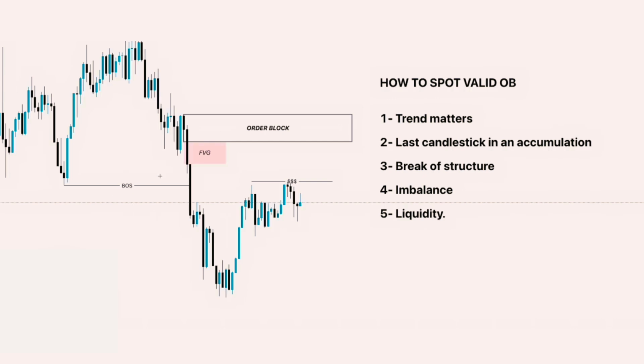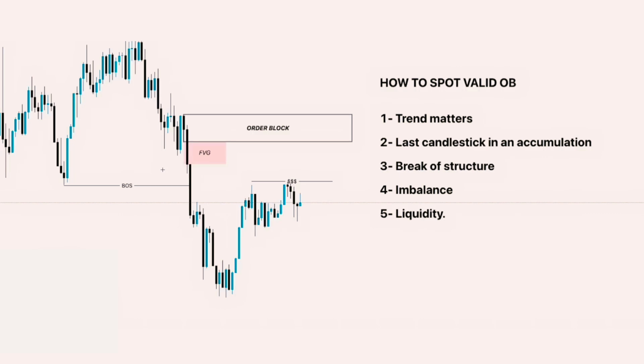Before you even start looking for your order block candlestick, you must have pointed out a break of structure. Because once you see a break of structure, the next question is, what causes the break of structure? The impulsive move that cleared the structure. Where is it coming from?